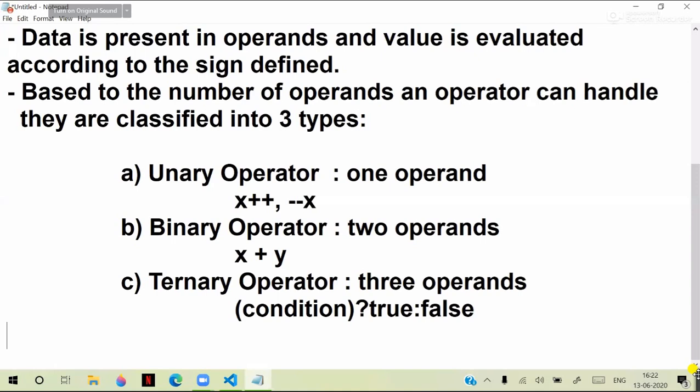Again, and important, JavaScript classifies the operators into several categories. The operators are classified into different types based on what type of value they evaluate. So operators are technically classified into several types based on what type of value they evaluate.